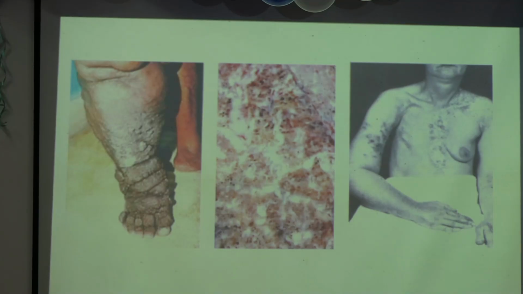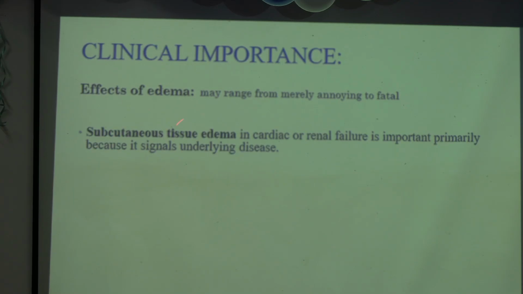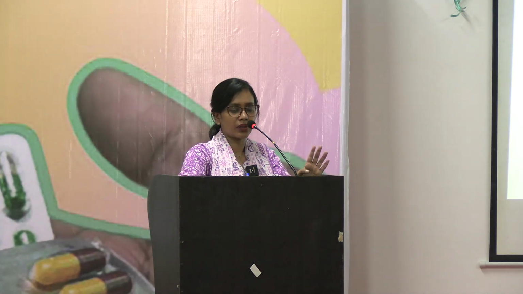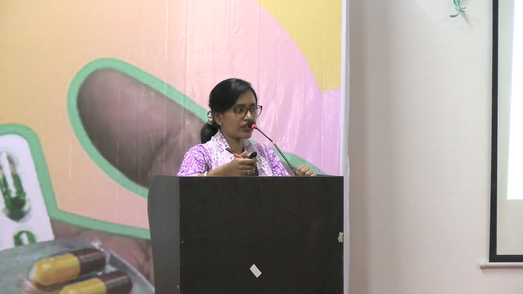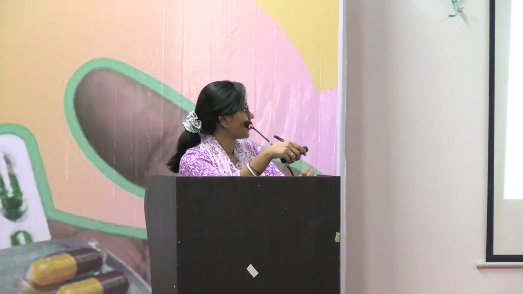Now, do you remember the causes of lymphatic obstruction? So what is the clinical importance? Why should we know? The effects of edema can range from annoying to basically fatal. Subcutaneous tissue edema, which is appreciated in cardiac or renal failure, is important primarily because it signals the underlying disease. In cases of cardiac failure and renal failure, patients will often come with the complaint of only edema. Okay, subcutaneous edema. So according to that history, we have to evaluate the patient and often reach the underlying disease.